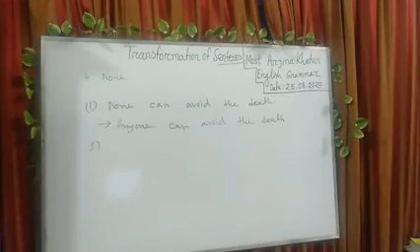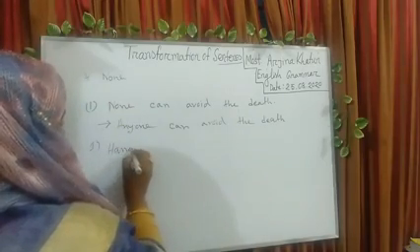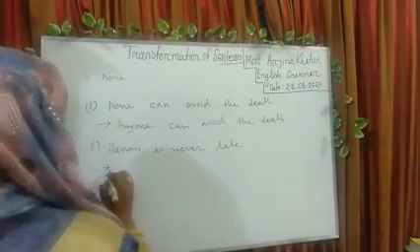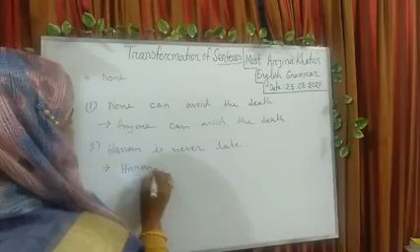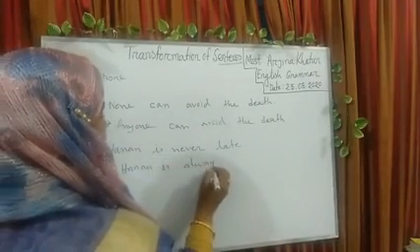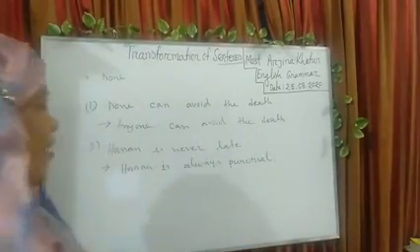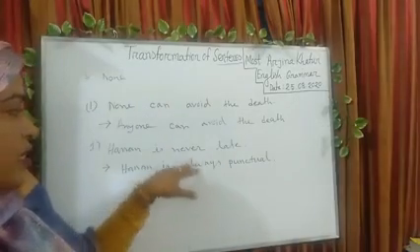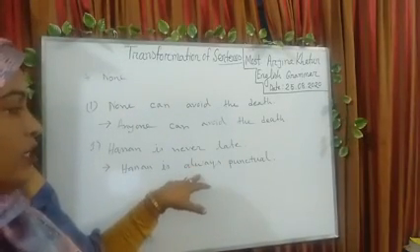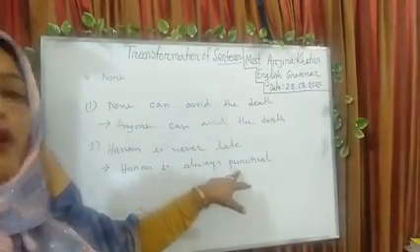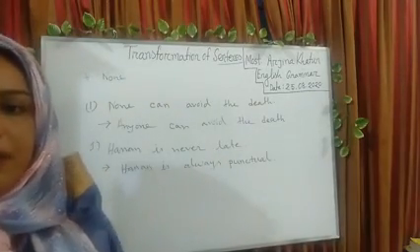Dear learners, Hassan is never late. Hassan is always punctual. Here, Hassan is never late. Instead of never we use always, and for late we use its opposite word, punctual.